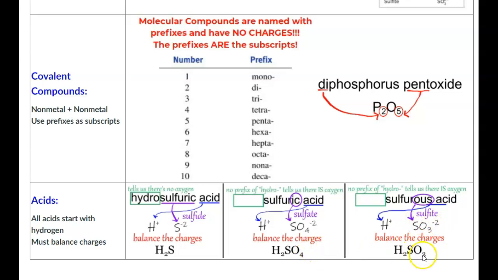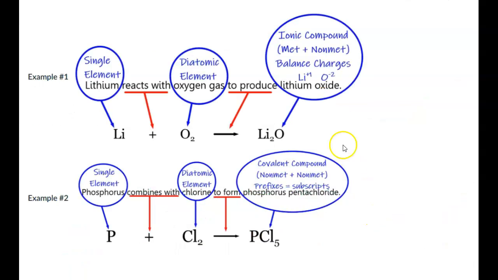H2SO3 is sulfurous acid. You put it all together, you're going to have a word equation such as lithium reacts with oxygen gas to produce lithium oxide. And you have to translate it into a symbolic equation. Lithium, being a single element, we'll just write Li. Reacts with is going to mean put a plus sign.